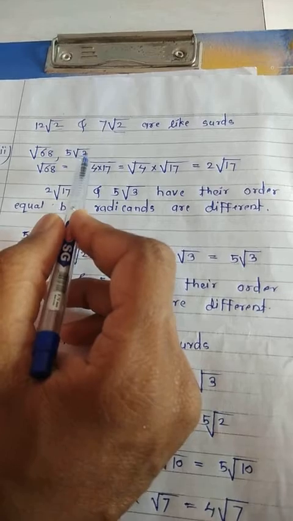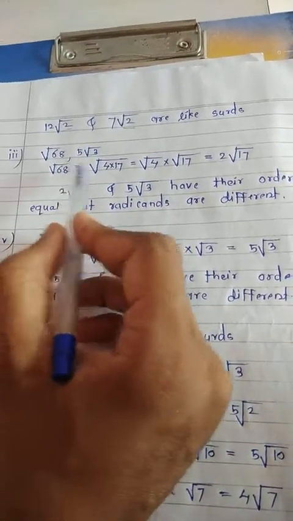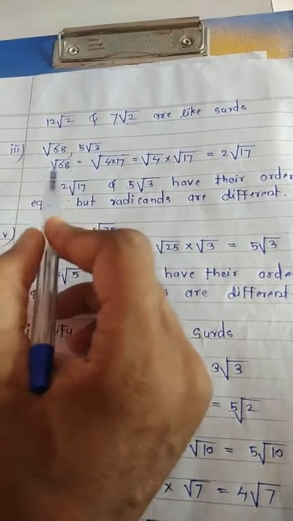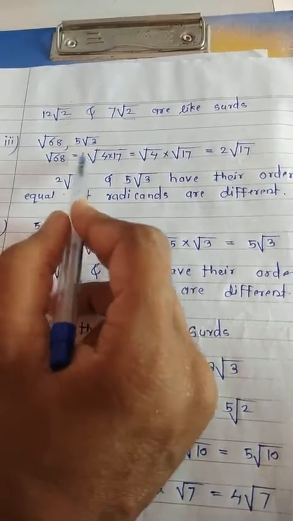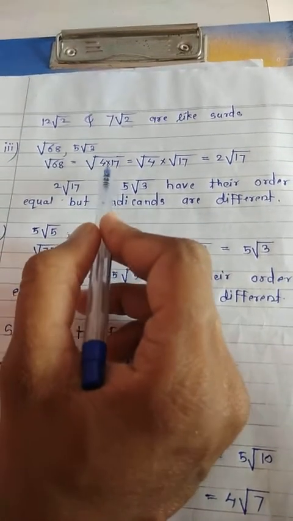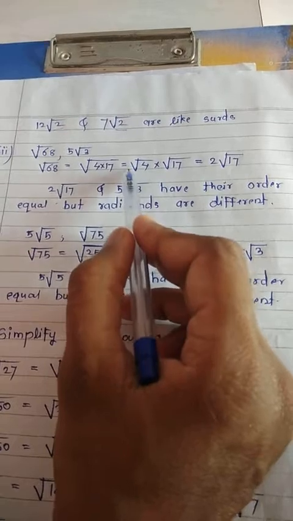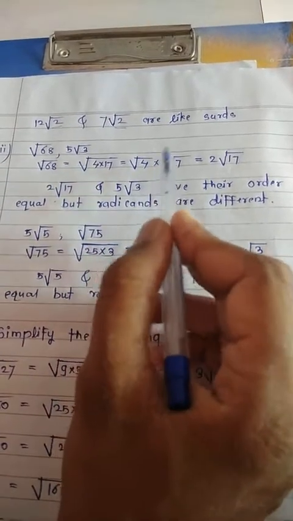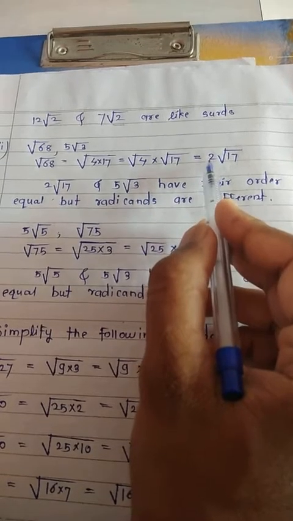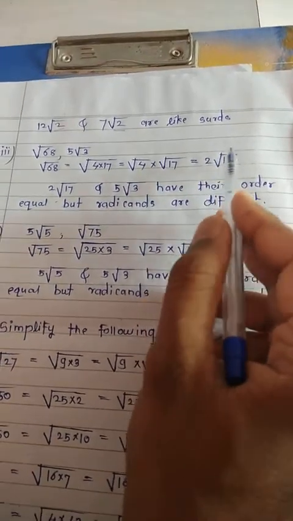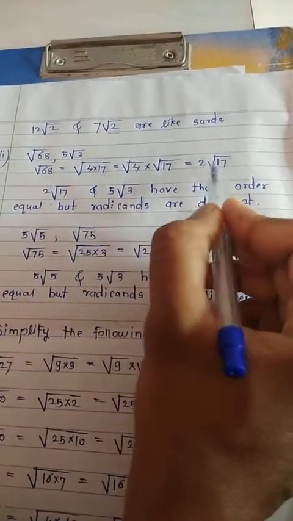Okay, so third example, root 68 and 5 root 3. Root 68 we have to simplify. So we write the square root of 4 into 17, since 17 fours are 68. Separate the roots: square root of 4 into square root of 17. The square root of 4 is 2 because it is a perfect square, into square root of 17. Okay, we can simplify it.